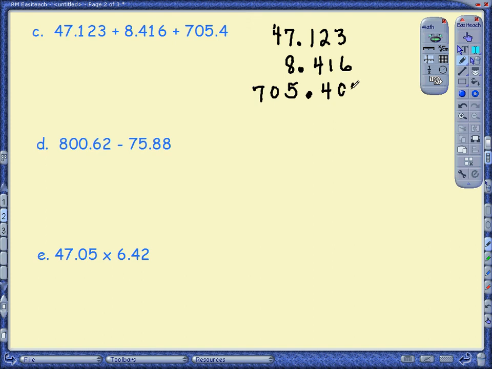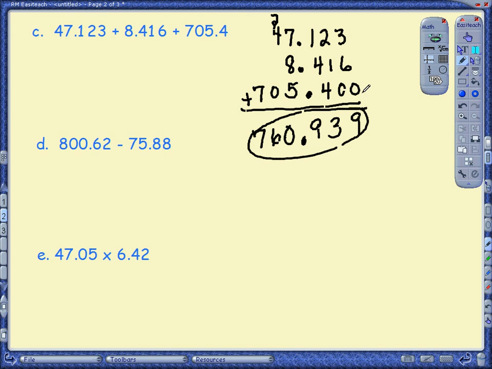And then we have 705.4. If it helps, you can put in a couple of zeros. They don't make any difference there. Okay, so we're going to add. We have 3 plus 6 plus 0 is 9. 2 plus 1 is 3. 1 plus 4 is 5, plus another 4 is 9. We bring down that decimal point. Now we have 7 plus 8, 15, plus 5 is 20. We put a 2 up over the 4. 2 plus 4 is 6, plus 0 is 6. And this is our final and best answer for that.